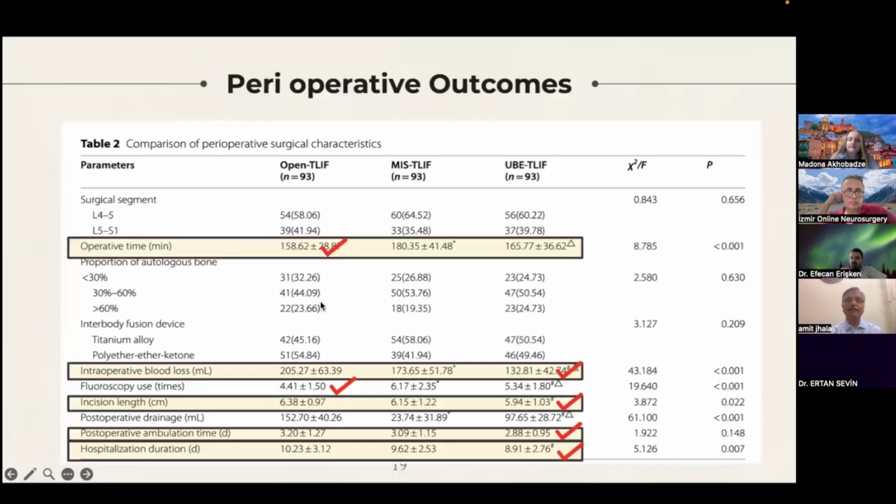And you can see the conclusion: if you see the operative time, open TLIF has the least operative time. For intraoperative blood loss, UB TLIF has the least. For fluoroscopy use, open TLIF has the least. For incision length, UB TLIF has the least. Post-operative drainage, UB TLIF has the least. Post-operative ambulation is early with UB TLIF, and hospitalization is shorter, with early discharge by UB TLIF. So compared to all these three, UB TLIF has a definite advantage.